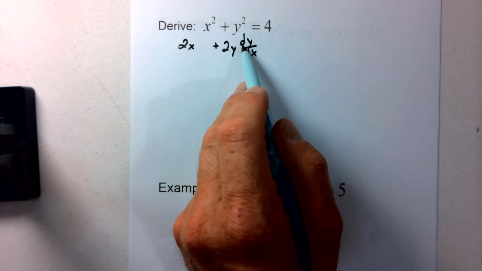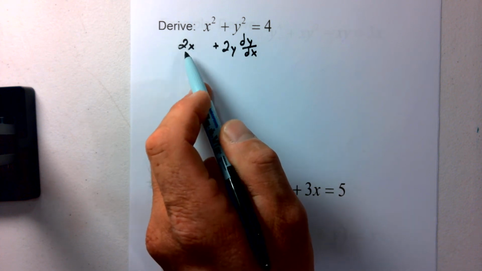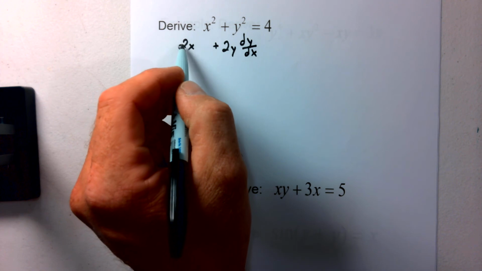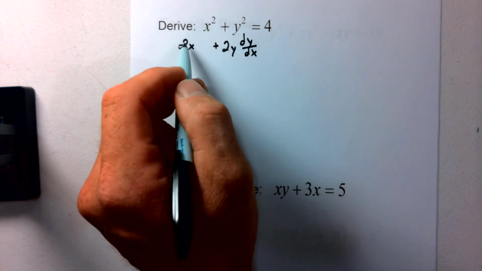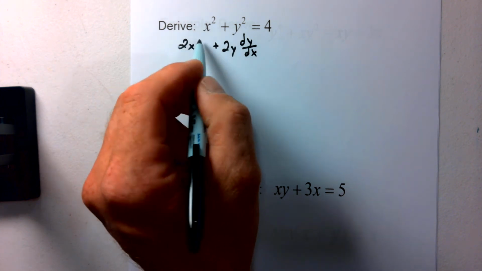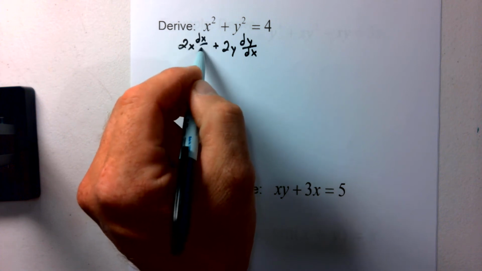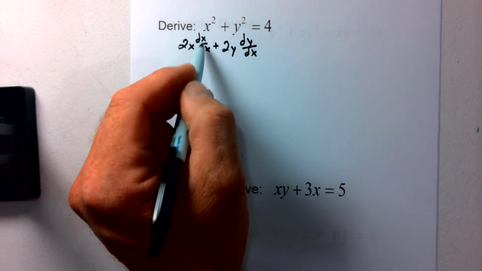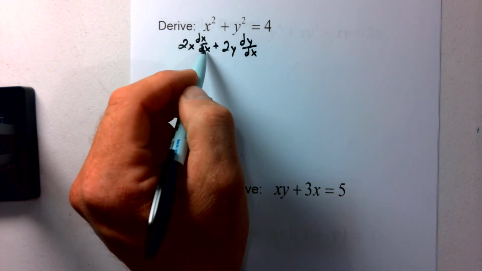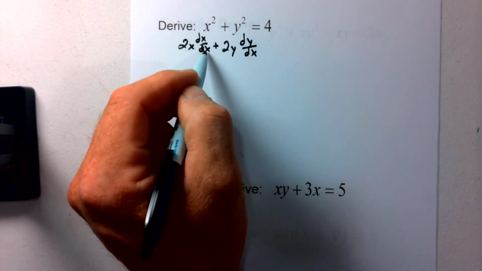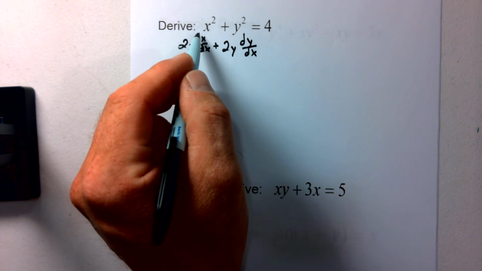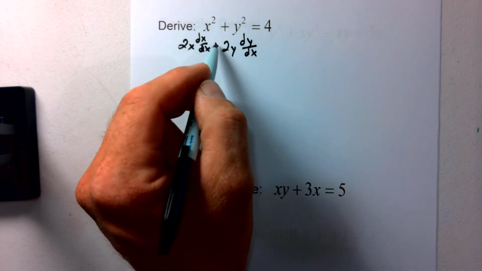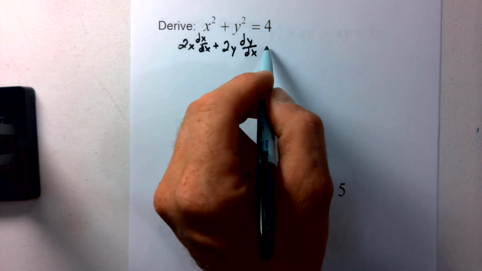The question you're probably asking is, why didn't we do that with the 2x? And we really do. When we take the derivative of x squared, we say the derivative of x squared is 2x, and that's times dx dx. Well, what do we know about dx dx? It's the rate of change of x with respect to the rate of change of x, so that's a ratio of 1. So we end up with just 2x plus 2y dy dx.